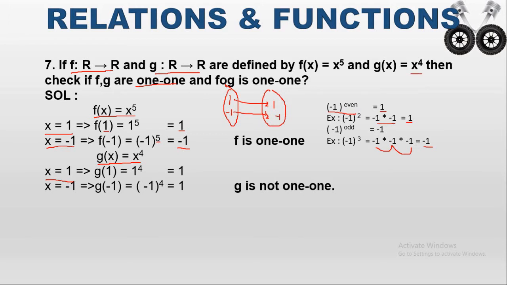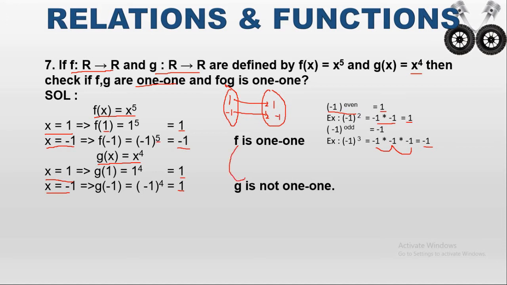So that is 1 to the power of 4. 1 to the power of any number, it may be an odd number or even number, the answer should be 1. So I get the answer as 1. Next, x equal to minus 1. Now I substitute the negative value. So g of minus 1 is equal to minus 1 whole to the power of 4. Minus 1 whole to the power of an even number, the answer is 1. Here 4 is the even number. So the answer is 1.